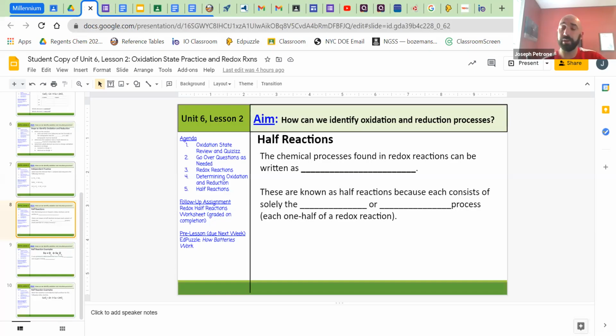We're going to wrap up Unit 6, Lesson 2 with a quick video about half reactions. We're doing this to give you a little break from watching everything on the Zoom and to give you some flexibility with this particular bit of the lesson. I'm just going to share my screen to jump back to the slides, and we're going to look at something called half reactions.